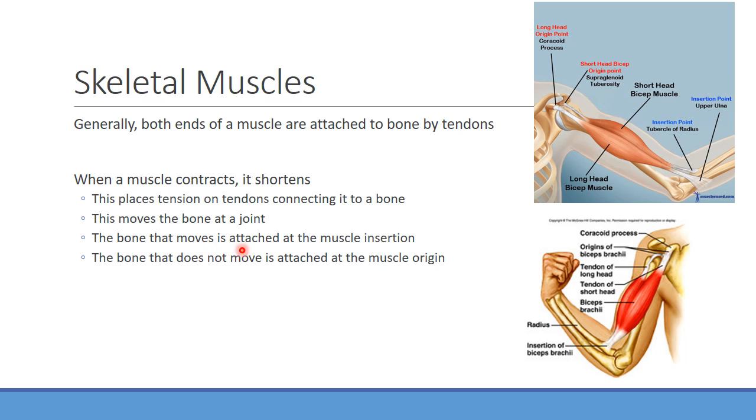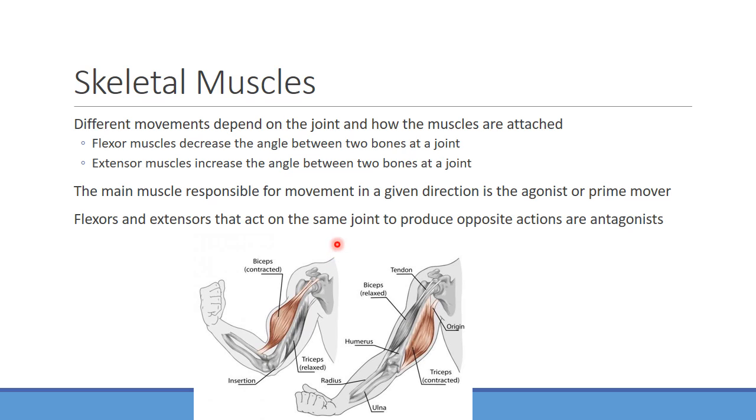And so, as you guys know, the bone that moves that's attached there is going to be called the muscle insertion, versus where the originating point will be called the origin. I also know there's going to be some agonist and antagonistic movement between muscles, which is good to have that balance there. Otherwise, things can get a little wonky. So different movements depend on that joint and how the muscles end up being attached there. So we saw the flexor muscles typically decrease the angle between two bones at a joint versus the extensor muscles, which should be increasing that angle there.